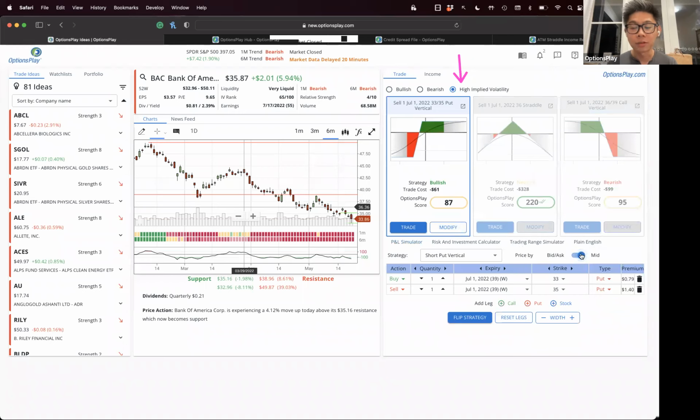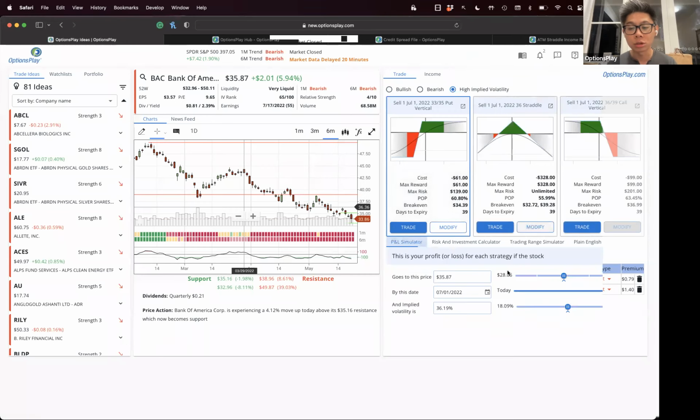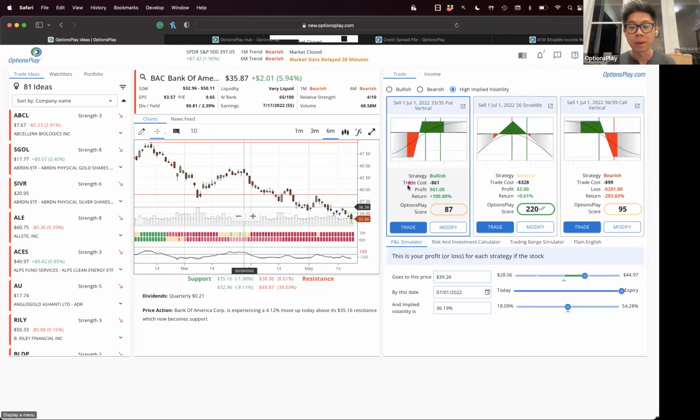You can modify this if you want and look at the bid-ask spreads and see what your potential reward is, what your potential risk is, and be able to compare this to any other strategy using the P&L simulator and simulate what happens if the stock moves higher, how much you can expect to make or lose from any of these 3 strategies side by side, and understand what your risks and rewards are before you place that trade.